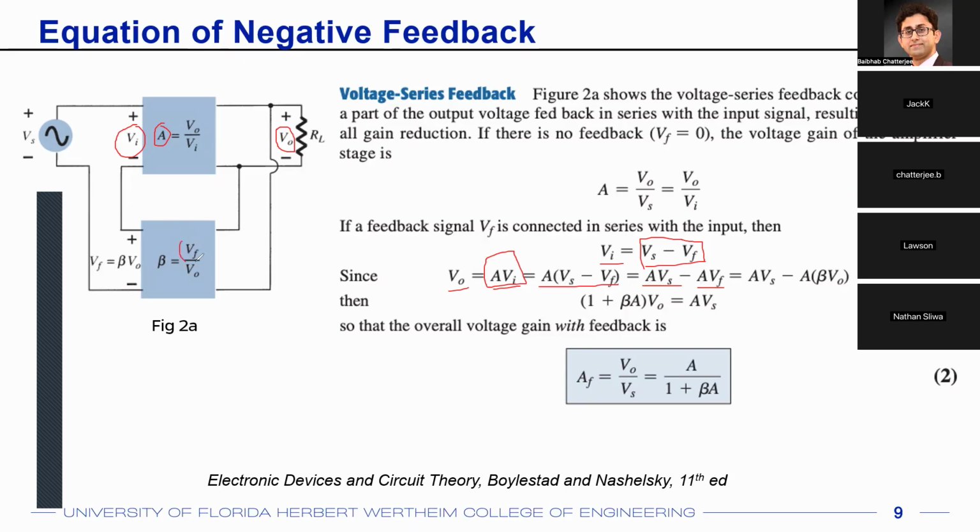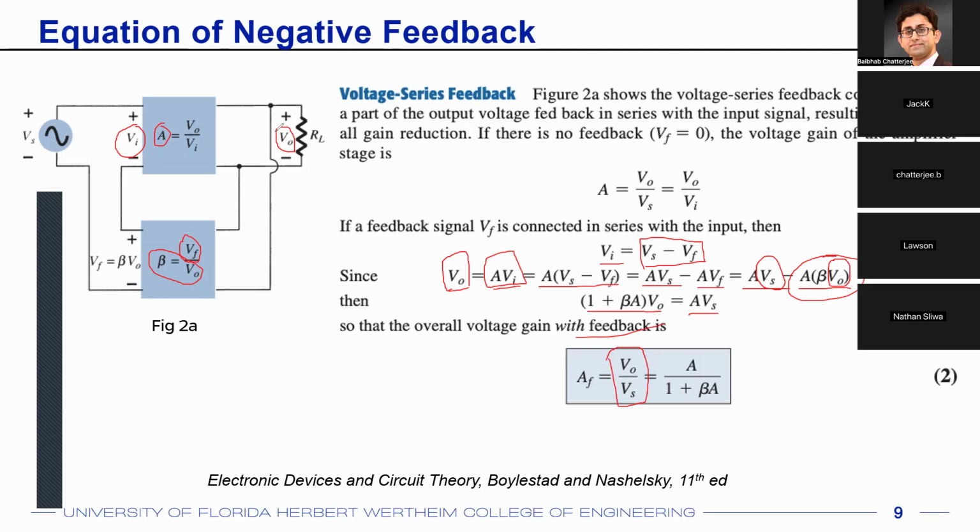Now you also know what VF is. Because beta is equal to VF over VO, your VF is beta times VO. So you write that down: A times VS minus A times beta times VO. Now you see you have written down your VO as a function of VS and then a function of VO. So you can take this A times beta times VO term to the left side and write (1 plus A beta) times VO is equal to A times VS. So the overall voltage gain with feedback is VO over VS. That's what we are interested in.